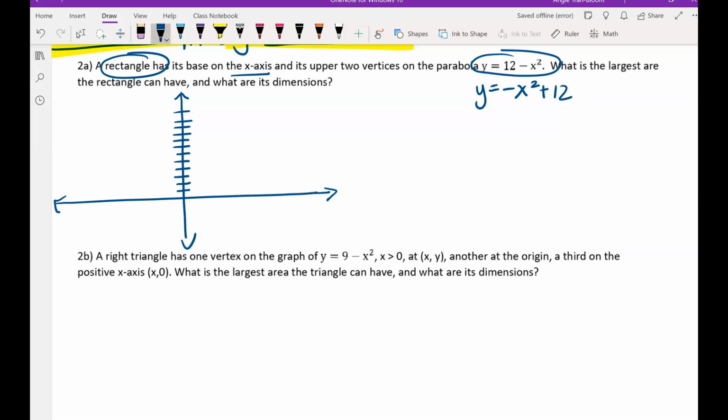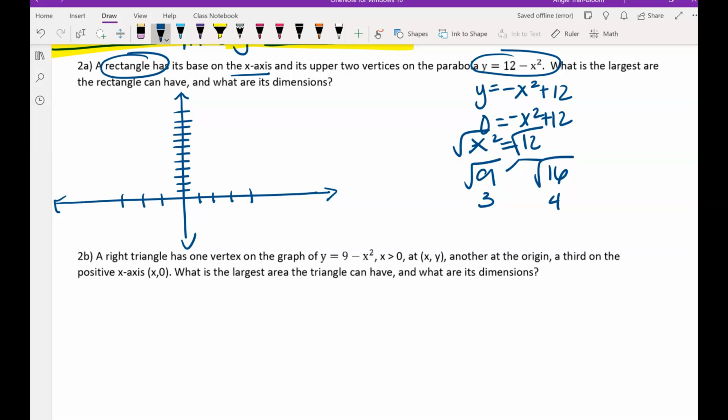I also need to find the x-intercept. So the x-intercept is when y equals 0. So x squared equals 12, so x is the square root of 12. The square root of 12 is in between the square roots of 9 and 16. The square root of 9 is 3 and the square root of 16 is 4, so I just need 4 tick marks: 1, 2, 3, 4. Square root of 12 is in between that. This is the square root of 12, this is negative square root of 12, and then the vertex is up here.